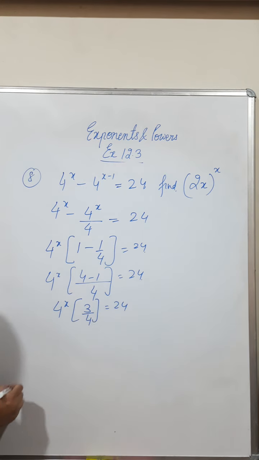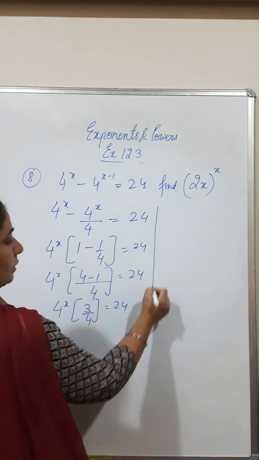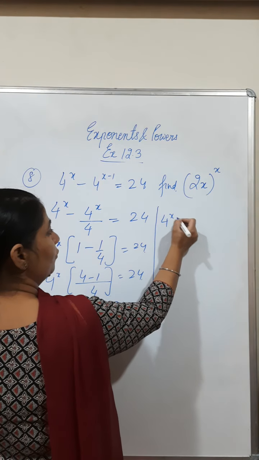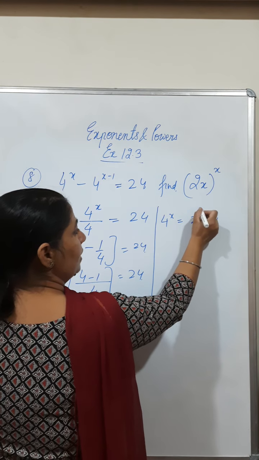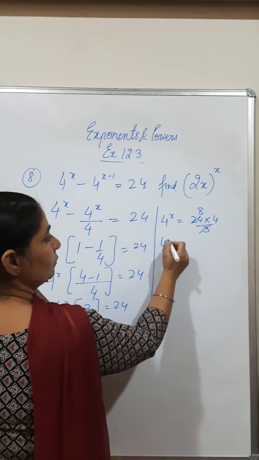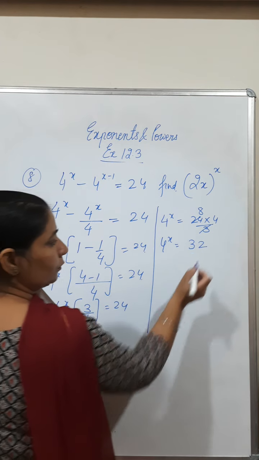Now we will shift it on that side. When you shift it on that side, beta, what will you get? You will get 4 raised to power x is equal to 24 into 4 divided by 3, which is equal to 8. So 4 raised to power x is equal to 32.